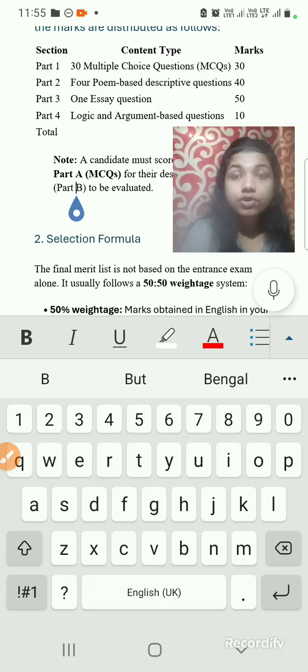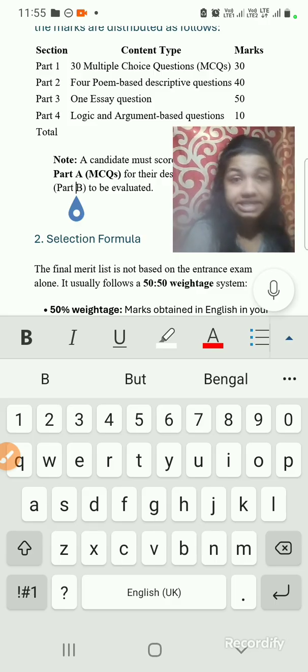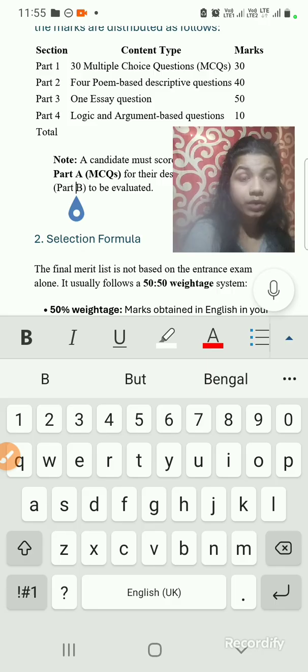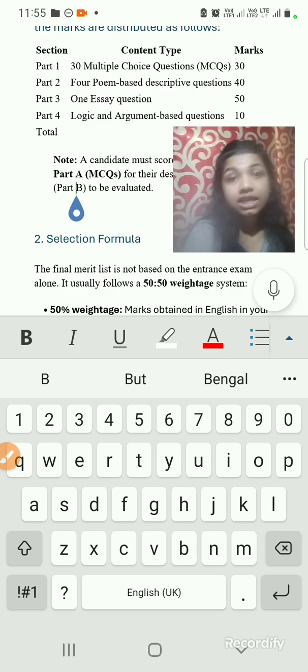You can see that except part 1, other parts contain essay type questions. So you have to understand how much your written skill is necessary here. How to improve your written skill is what I'll deal with in my next sections.